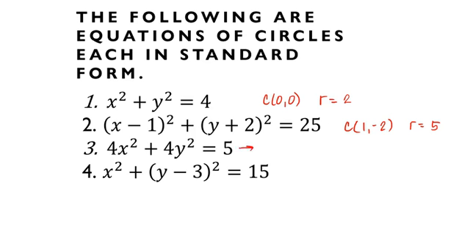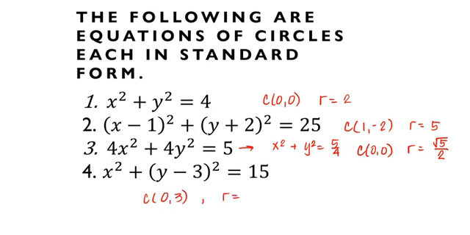So what we have to do is first convert it in such a way that the coefficients of both x squared and y squared are just 1. So this becomes 5 over 4. Therefore, the center is still at 0, 0, but the radius would be the square root of 5 over 2, which is basically the square root of 5 over 4. Here, the center would be 0, positive 3, and then the radius is just the square root of 15.